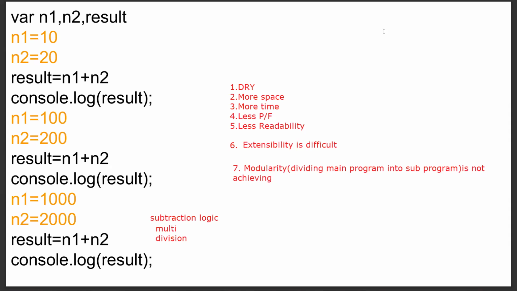Guys, what are the points I have highlighted so far? These are all drawbacks of non-functional programming. Whatever left side code I have written is called non-functional programming. With this non-functional program, this many challenges are there. Now I'm sure you have a doubt: how can we resolve this?